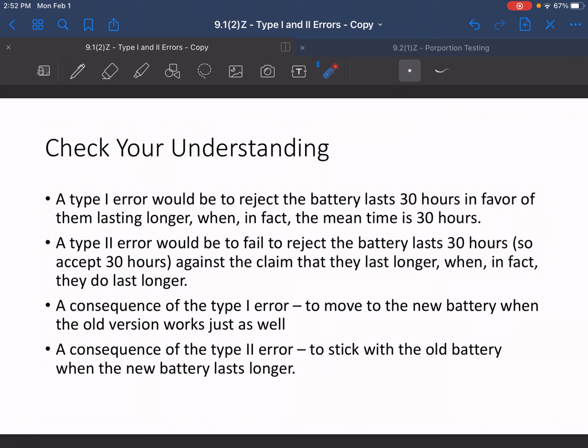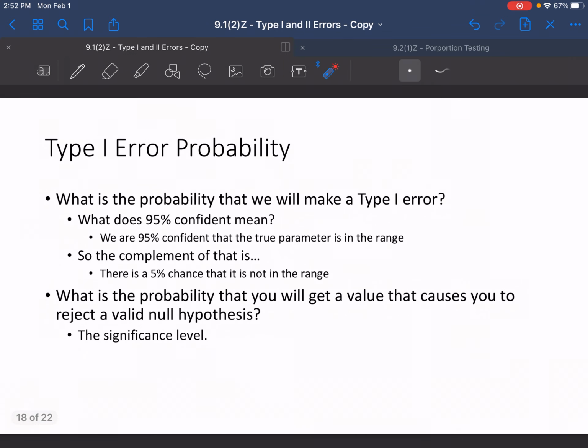So a consequence of a type 1 error in this case would be to move to the new battery when the old version of the battery works just as well. The consequence of a type 2 error in this case would be to stick with the old battery when the new battery lasts longer, in fact.